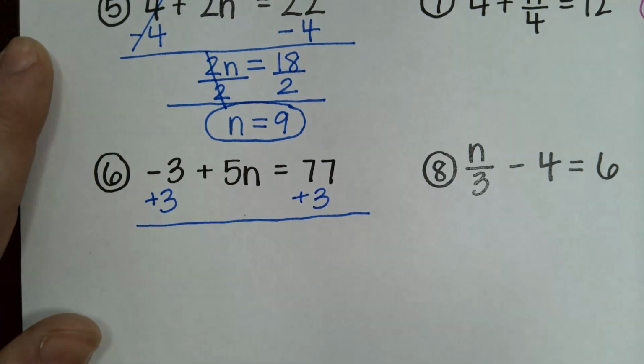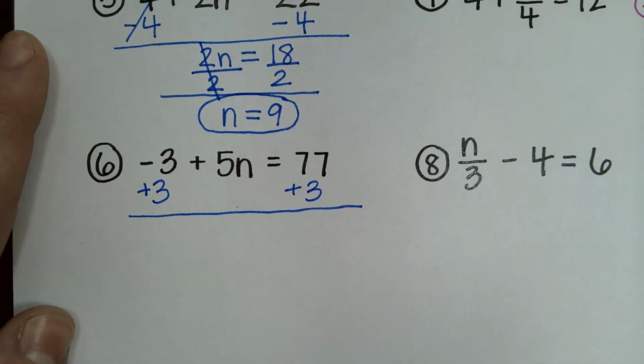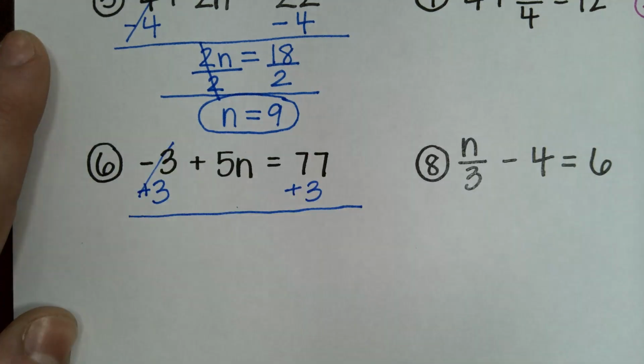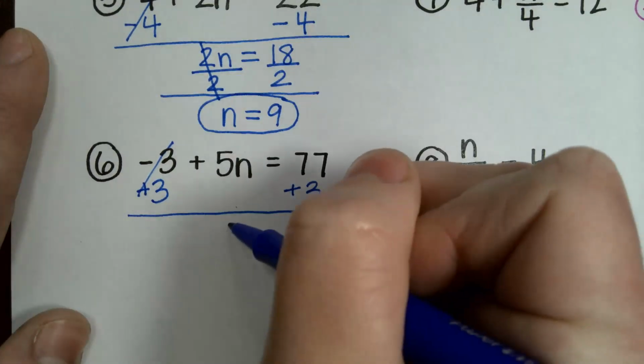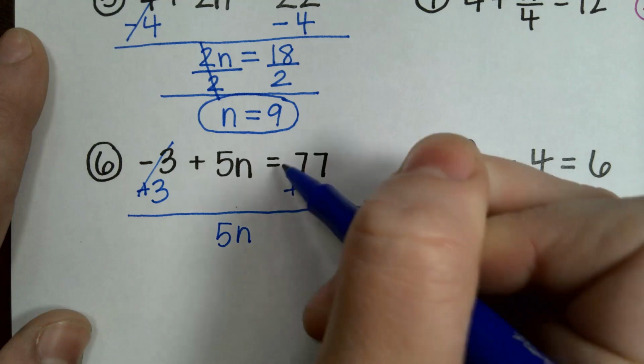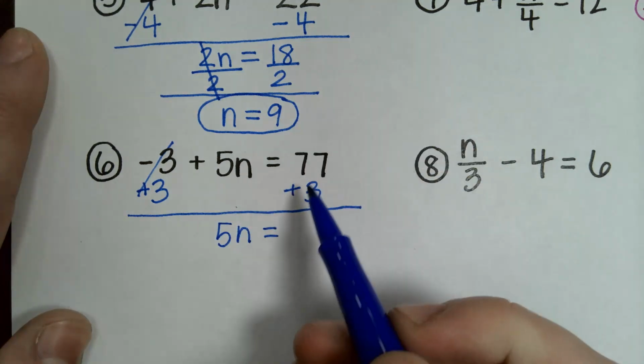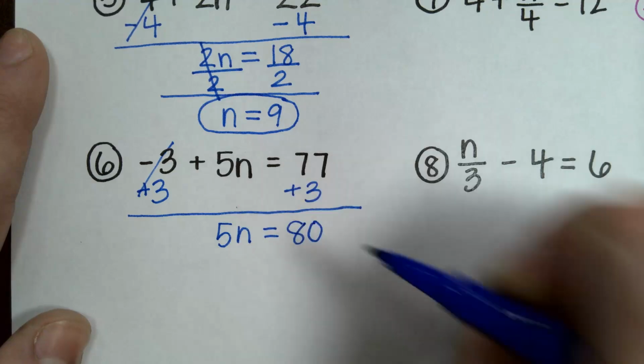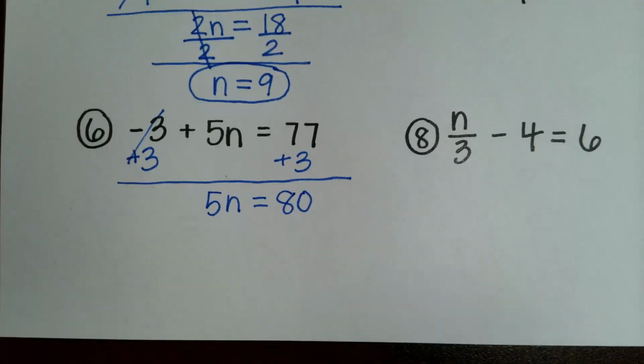Perfect. Okay, what happens next? You're going to cancel out your 3? Oh, yep, my 3's cancel out. Good. Bring down the 5n. 5n equals, yep, 80. Good. All right. Now I have 5n equals 80.